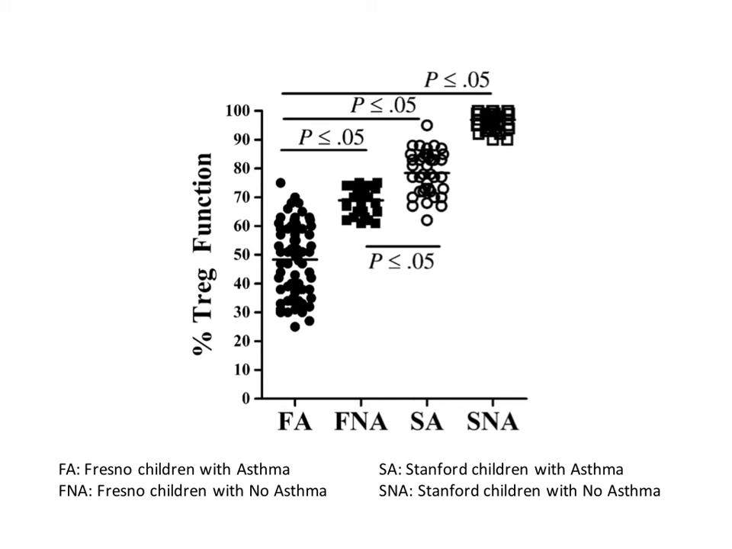You've got 2 different types of kids from Fresno, with asthma or without asthma. And you've got the same control cases from Stanford, kids with asthma, kids without asthma. So we're comparing 2 different geographical places, Fresno versus Stanford. And then within each of those geographical places, we're separating the kids into who's got asthma and who doesn't. So what's the prediction?